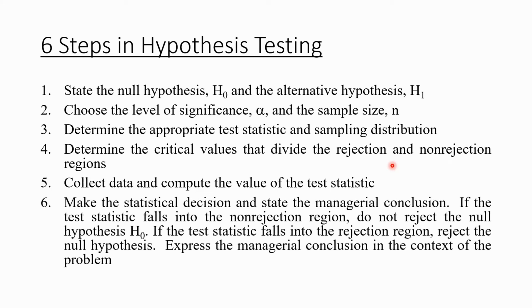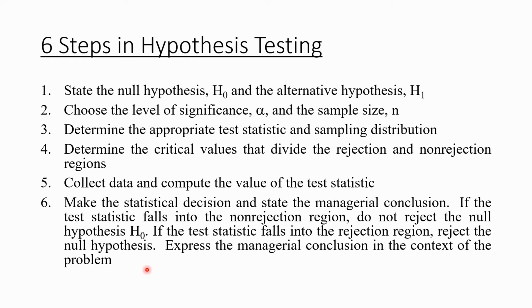If your test statistic falls in the non-rejection region, you don't reject H0. But if your test statistic falls into the rejection region, you reject your H0. Then you give the conclusion in the context of the given problem.